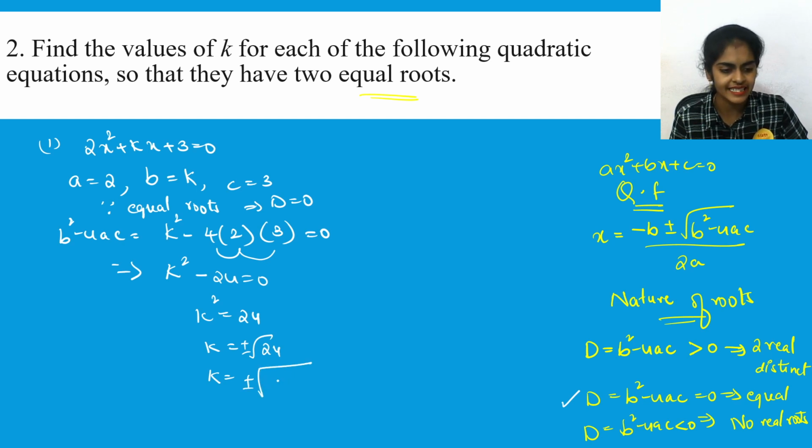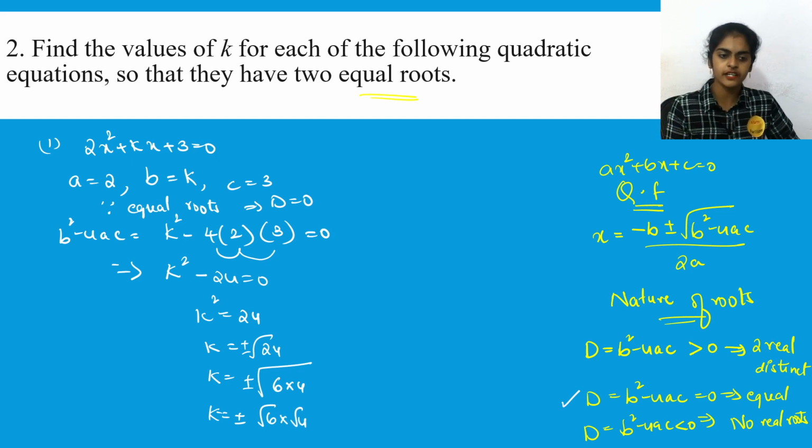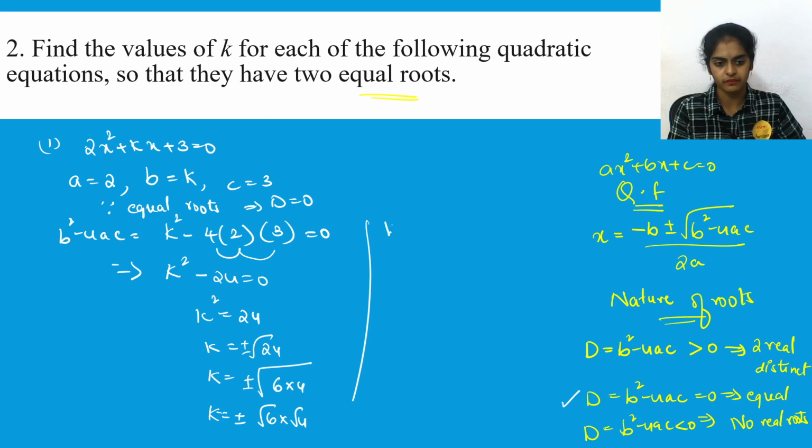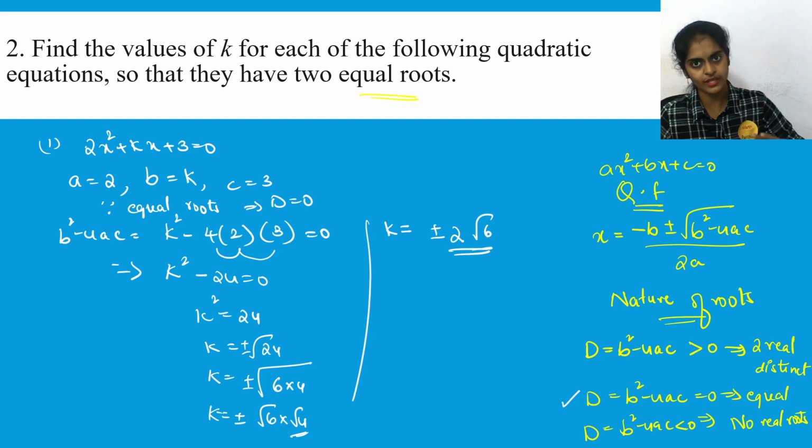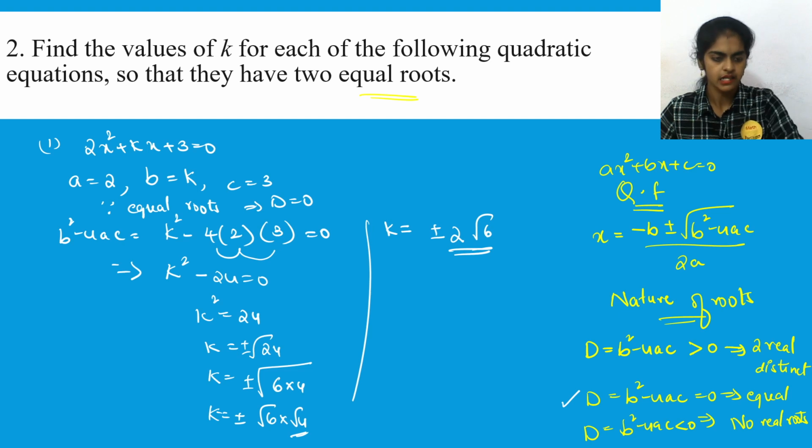Now I can further write 24 as 6 times 4. So k is equal to plus or minus root 6 into root 4, since root over ab is root a into root b. This is simple calculation. Now root 4 is nothing but 2, so k value is plus or minus 2 root 6. So when the roots are equal, you can directly equate the discriminant to 0, find what a, b, c are from the question, and substitute. This is how we solve question number 2.